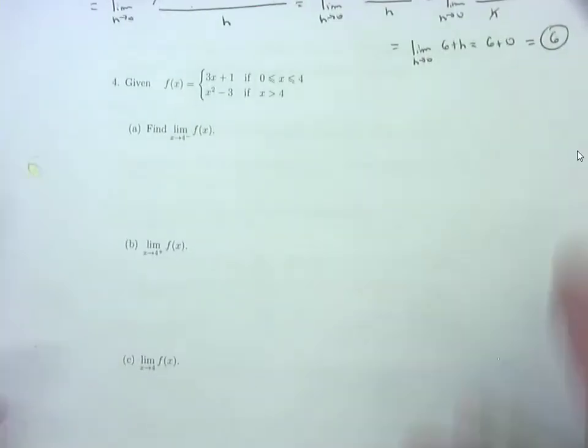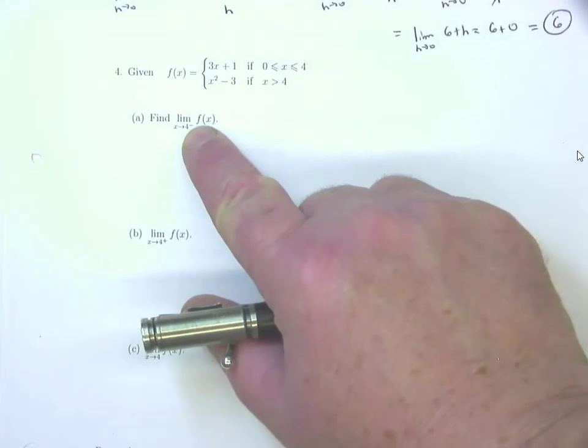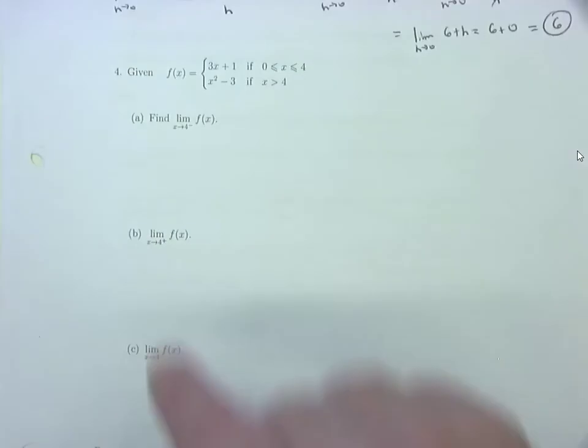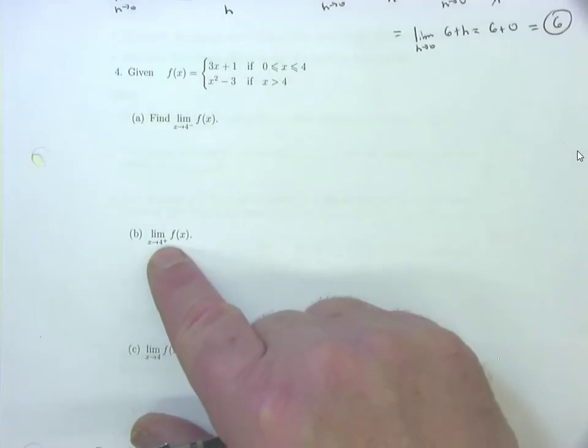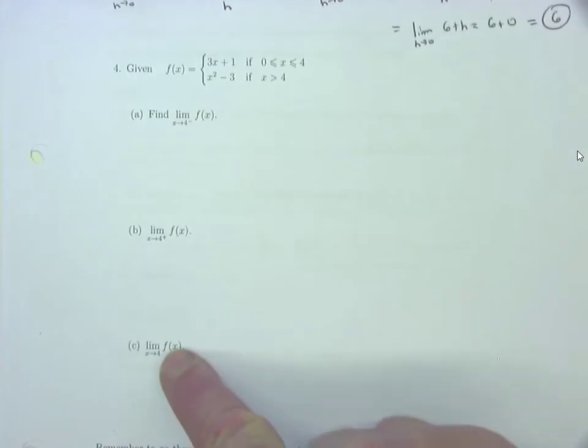So on this particular problem, when you're doing a piecewise function, I've given you f of x is equal to 3x plus 1 if 0 is less than or equal to x, which is less than or equal to 4, and x squared minus 3 if x is greater than 4. You're supposed to find the limit as x approaches 4 from the left side of f of x, and the limit as x approaches 4 from the right side of f of x. And then we have to figure out what the limit as x approaches 4 of f of x is.